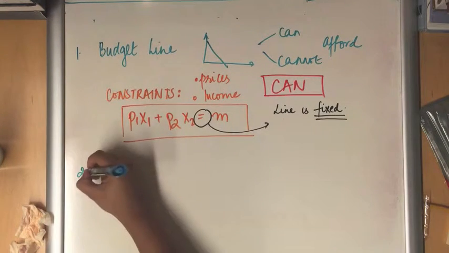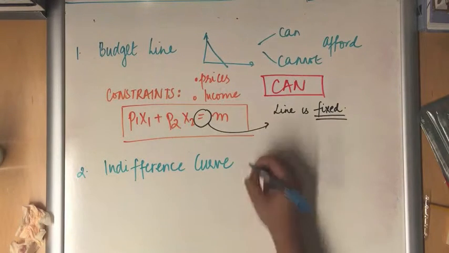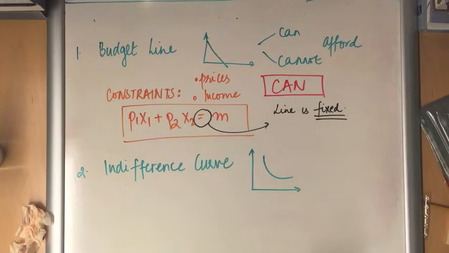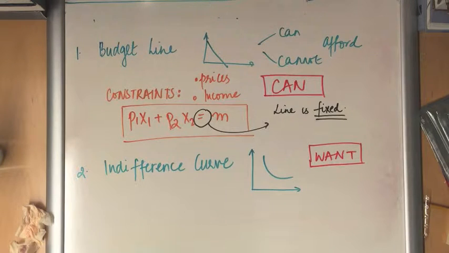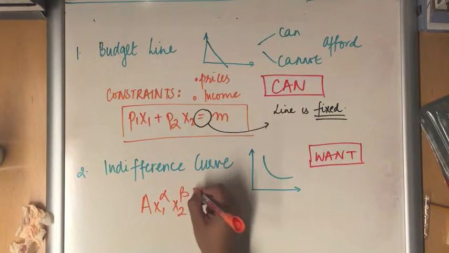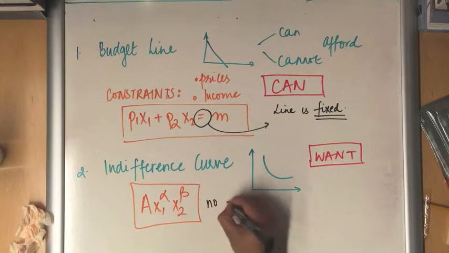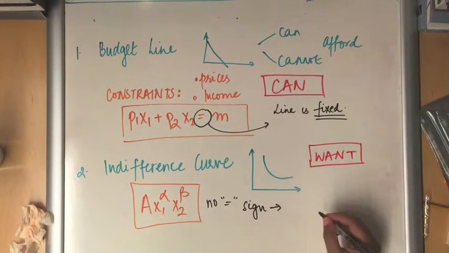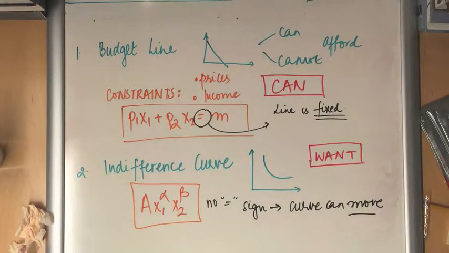By contrast, an indifference curve looks like this, and this tells you what you'd like to have or what you'd want to have. The most typical function for an indifference curve is a Cobb-Douglas function, x1 to the power alpha, x2 to the power beta. Notice how there is no equal sign. This means that the curve can move.